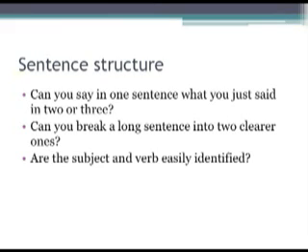Conversely, if you've packed a lot of information into a long sentence, you might want to break it up into shorter, clearer ones. And if the subject and verb aren't easy to quickly identify, that's a clue that you might be packing too much into the sentence.